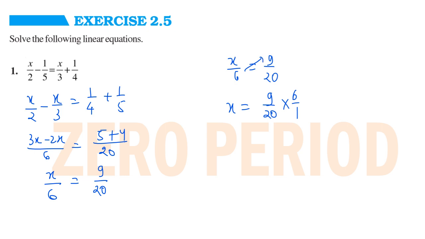I transpose this 6 to the right hand side. Then x is equal to, we can cancel, 2 threes are 6 and 2 tens are 20. 9 threes are 27, 27 by 10. And if you convert this into mixed form, 10 twos are 20, 2 and 7 by 10 also you can write. This is the solution of your linear equation number 1, question number 1.